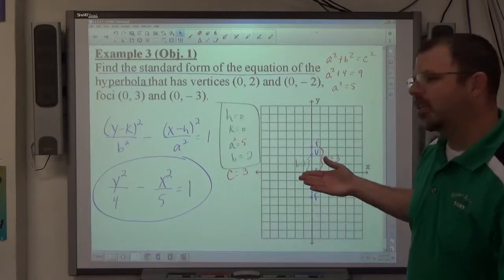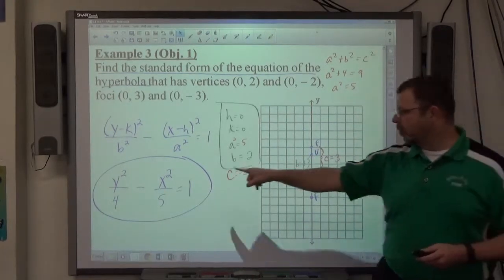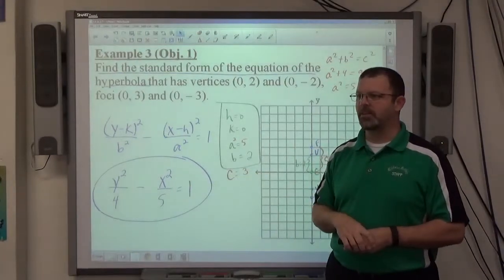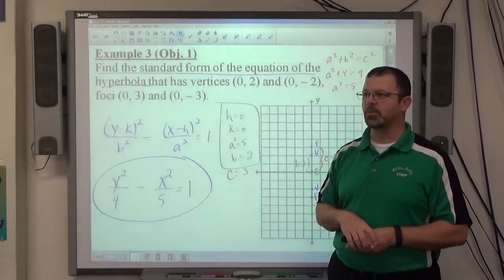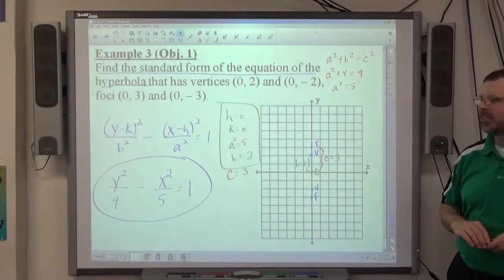If you want to put (y - 0)² and (x - 0)², that's all fine. There is an equals 1. Make sure the equals 1 shows up. Every year, 1 or 2 students just forget about the equals 1. It's one of those forgettable things, but it's part of the formula that's necessary. It needs to be there.